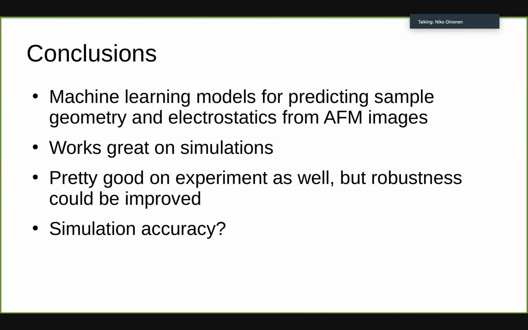And of course, the difference between the experiment and the simulation predictions is that the model is trained on the simulation, and the simulation is not exactly representative of reality. So there are some issues there. If we could improve the simulations or do the simulation a bit differently so that we could match the experimental situation better, then we could improve the model predictions quite a lot still.